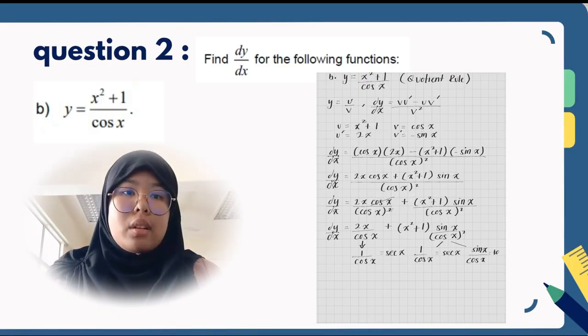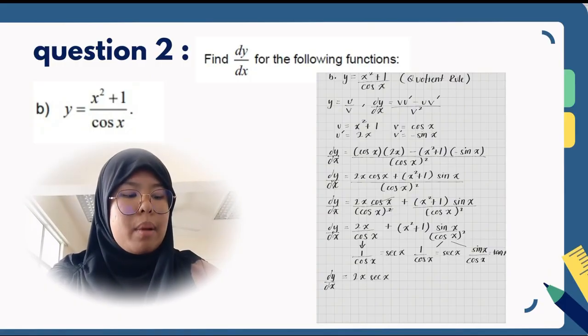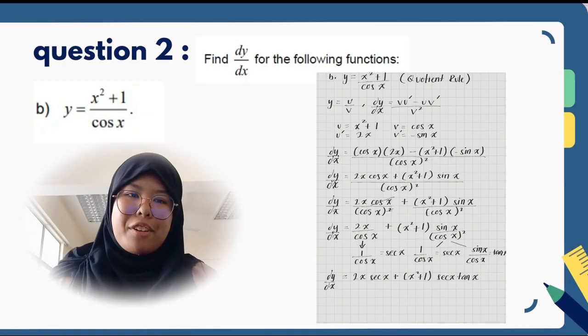So, the final answer for this question is dy over dx equals 2x sec x plus (x squared plus 1) times sec x tan x. And that's the final answer for this question.